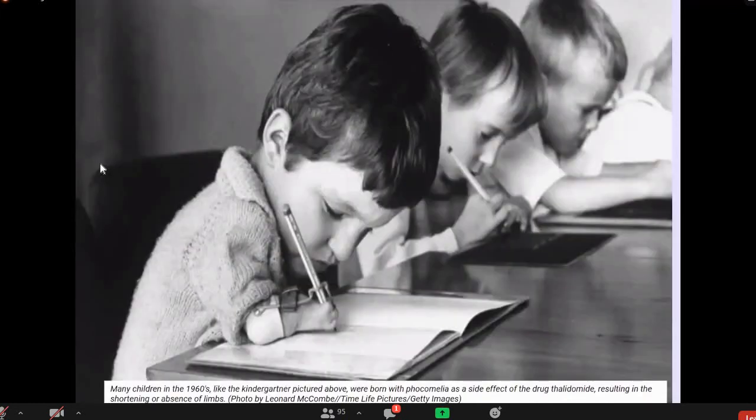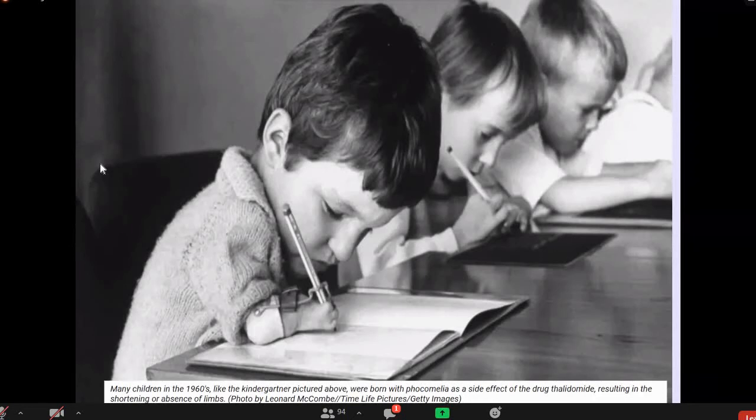You can notice what's the problem with these pretty looking children. Their limbs are malformed. And the first child is having some gadget on his hand, which enables him to grasp the pencil to write.